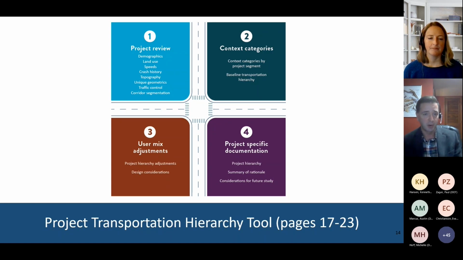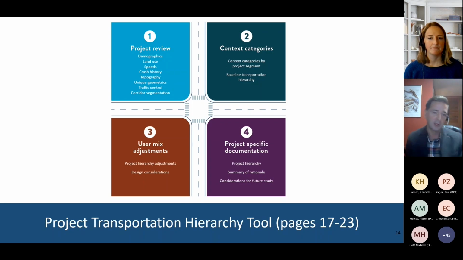But the first is project review. This is the stuff you already do. This is that upfront project legwork where you're trying to get a feel for what it's all about. What are the existing conditions? How do demographics play in? That sort of thing. The next one is the context category. So that's the slide I just had, identifying what is the land use context telling us about the transportation needs of the area.